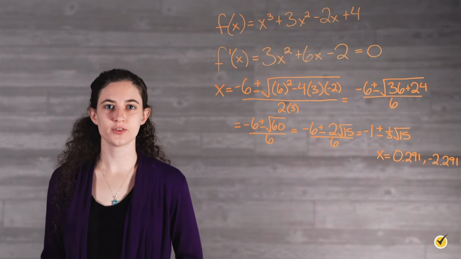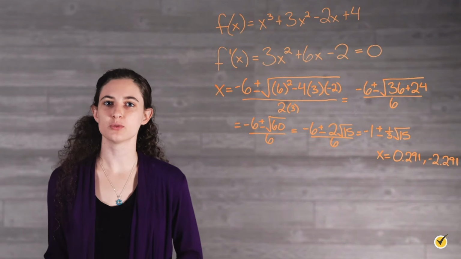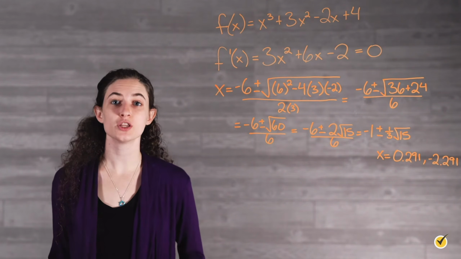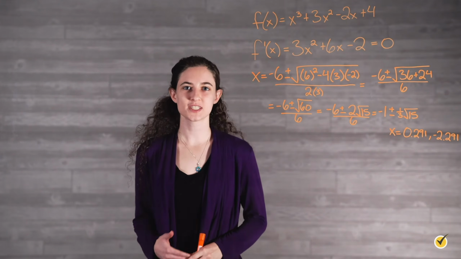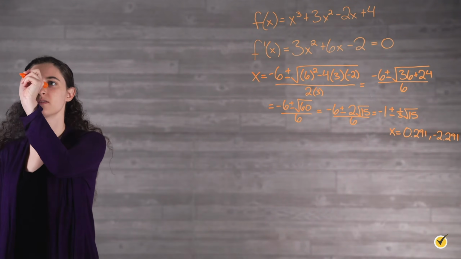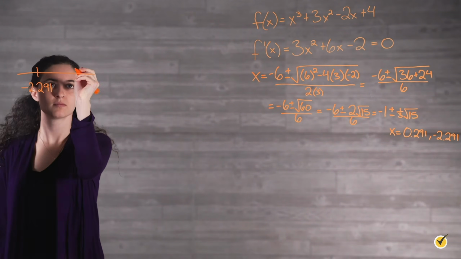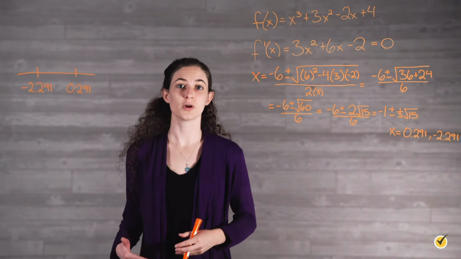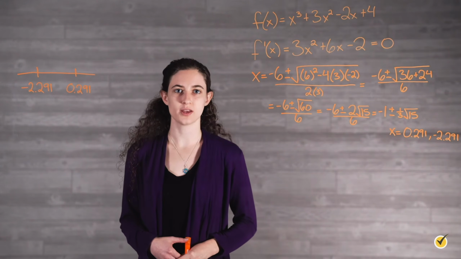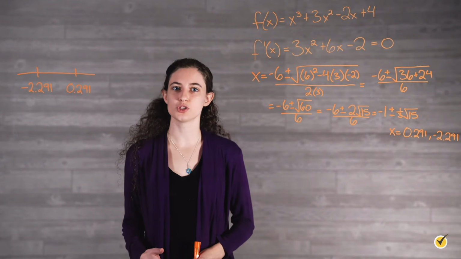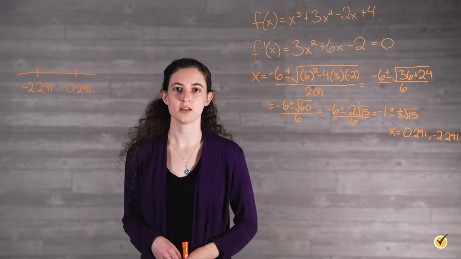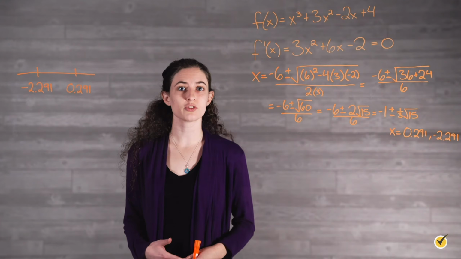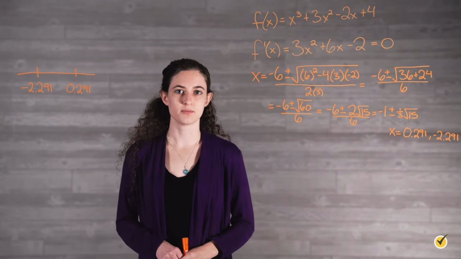Now that we've found that the derivative is equal to 0 at the points x equals 0.291 and x equals negative 2.291, we can use these to test our intervals. I'm going to set up a chart that looks like this. This allows me to check the 3 intervals we are interested in: when x is less than negative 2.291, when x is between negative 2.291 and 0.291, and when x is greater than 0.291. Notice that our intervals are based on the critical points that we found.